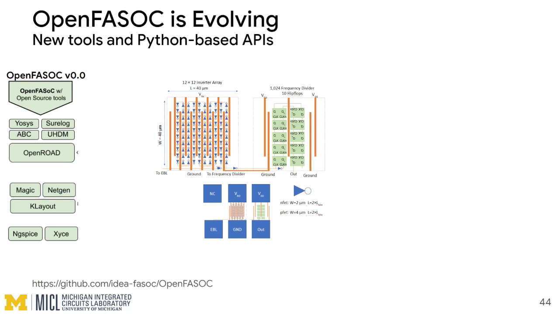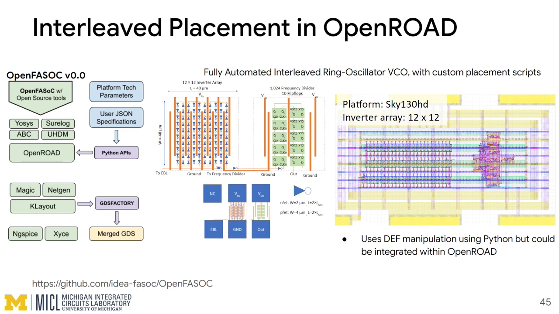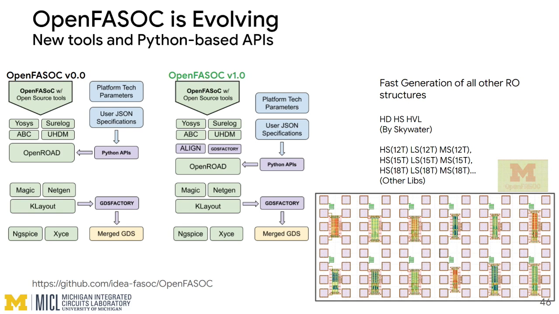Yes, it works for VCOs and ring oscillators. So we had this interleaved ring oscillator proposed by NIST, and they wanted to have the specific placement. So we used our Python APIs that are integrated in OpenROAD, and we basically were able to generate that using open source tools, right? So we were able to generate lots of these ring oscillators and VCOs, and the picture is on the right there.